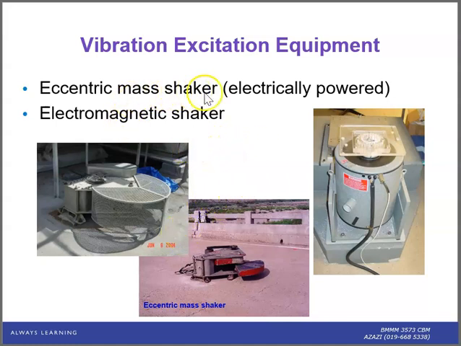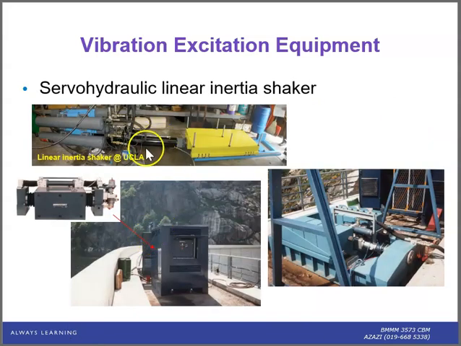Okay, the eccentric mass shaker, normally electrically powered, and the electromagnetic shaker. Some of the shakers are available in our FTKMP lab. And this is the servo hydraulic linear inertia shaker. Normally in industry they will use this servo hydraulic linear inertia shaker because they have to test heavy equipment or heavy test rigs.